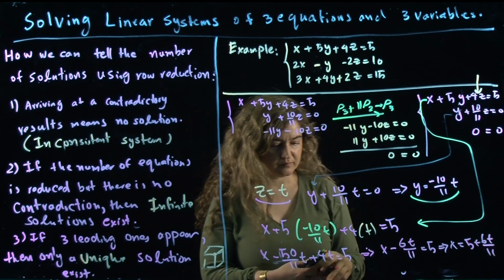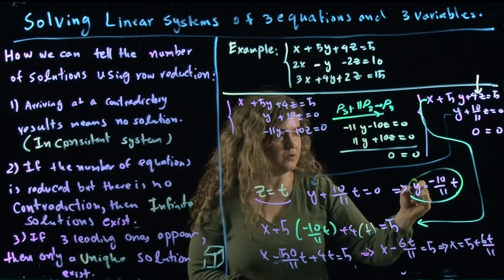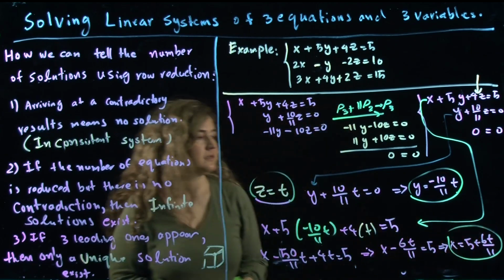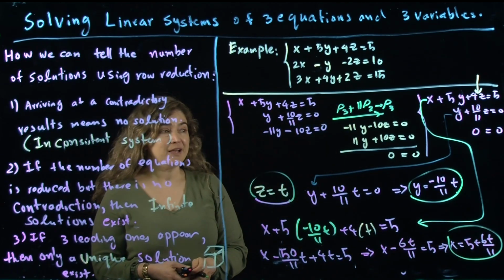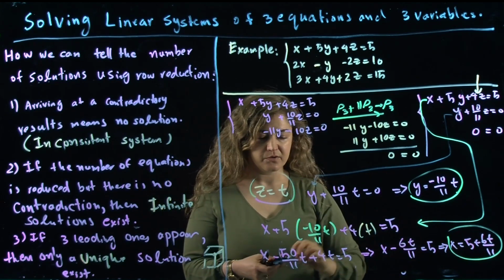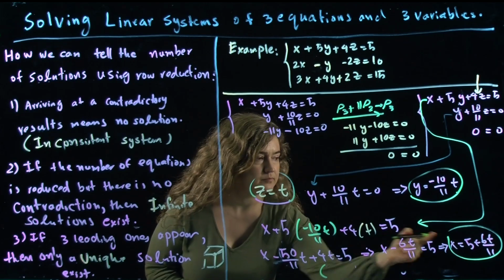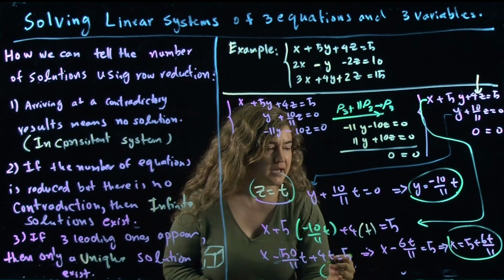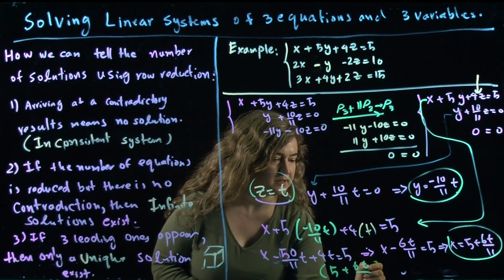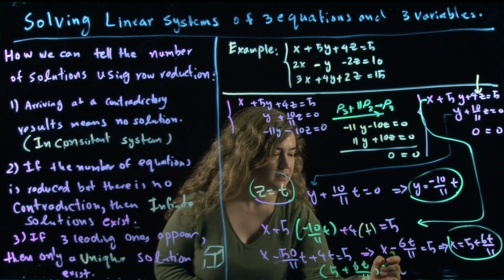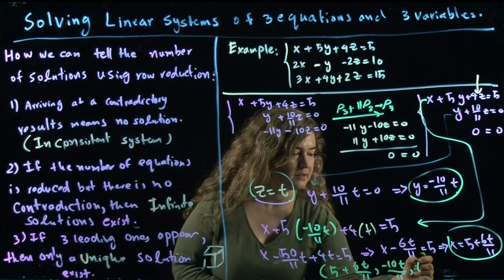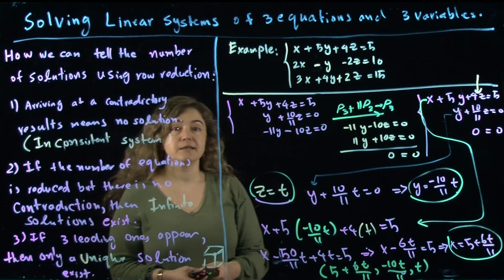So using the parameter we assigned, we get a value for y. We get a value for x. I can also express this as 5 plus 6t over 11, negative 10t over 11, and t is the solution.